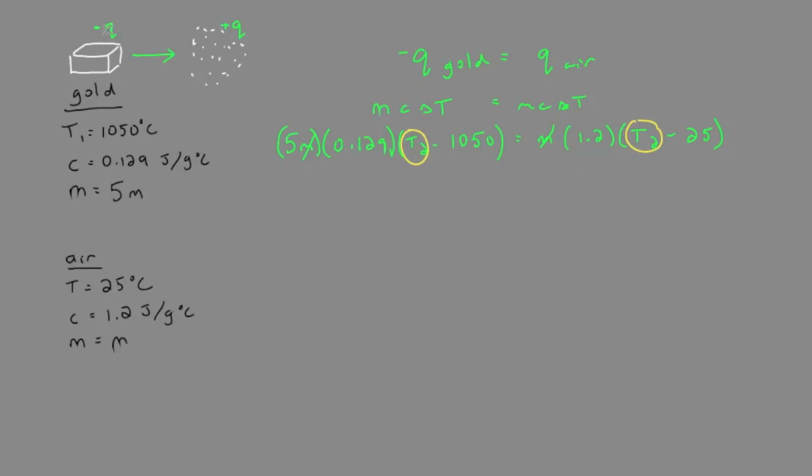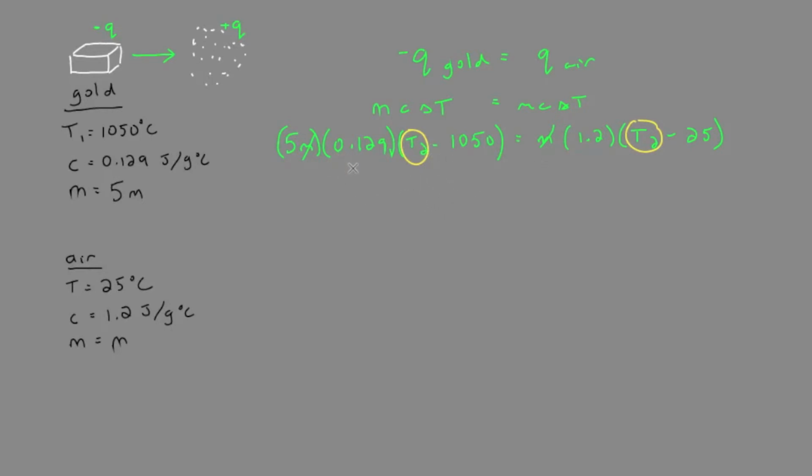Yeah. Over a certain amount of time, these substances will reach equilibrium, same temperature, and when the temperature is the same, there's no heat transfer. So T2 is the same. And we'll be solving for T2, final temperature.